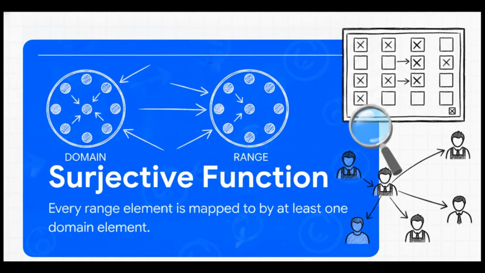Next, we have the surjective function. Here, every element of the range is mapped to by at least one element of the domain. So if the injective function was all about uniqueness, the surjective function is all about completeness. It ensures that every possible output in a system is covered and accounted for. Nothing is left empty, no destination is unreached. In a real-world scenario, it's kind of like making sure every single task on a massive project board is assigned to at least one worker.